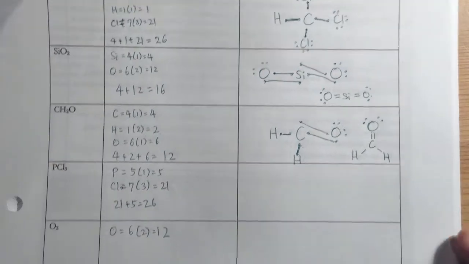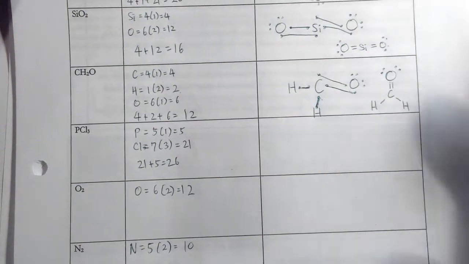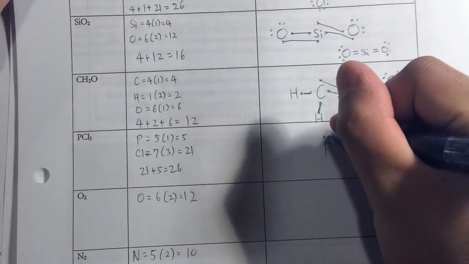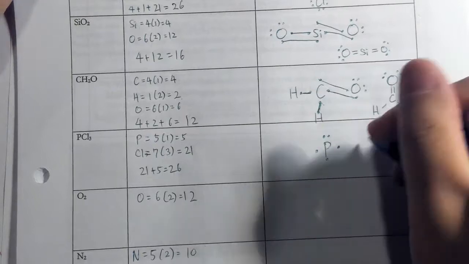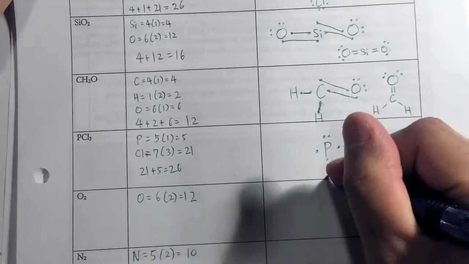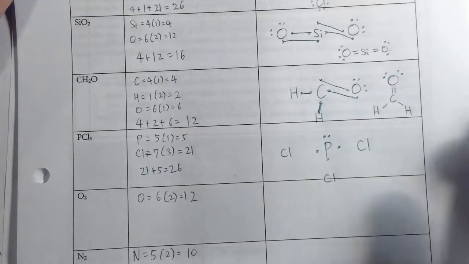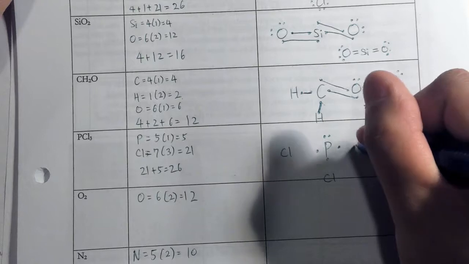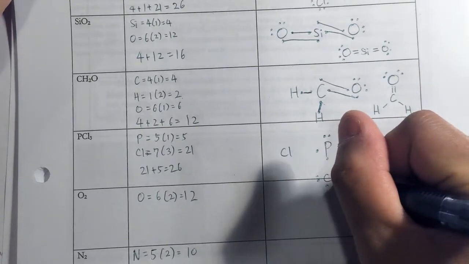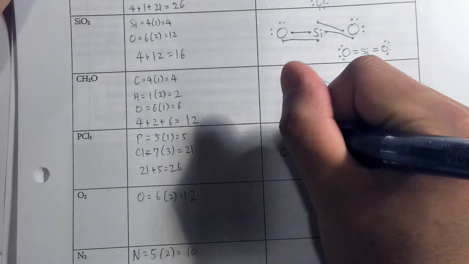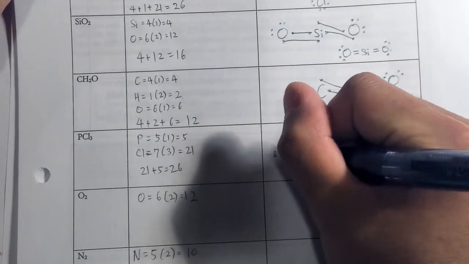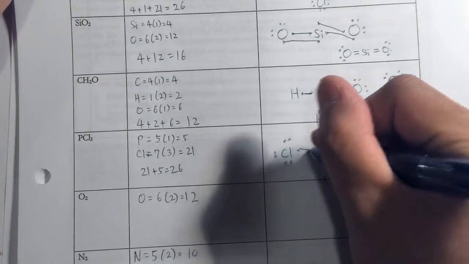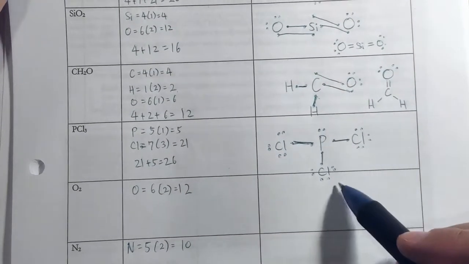Alright, so next is PCl3. P, how many valence electrons are there? 5. So 1, 2, 3, 4, 5. Chlorine, there are 3 chlorines, so I'm going to put Cl here, and then Cl here. And remember, chlorine has 7 valence electrons, so I'm going to put 7 here, 7 here, and then 7 here. Alright, and then the lone electrons would be connected together, which would give you this structure.